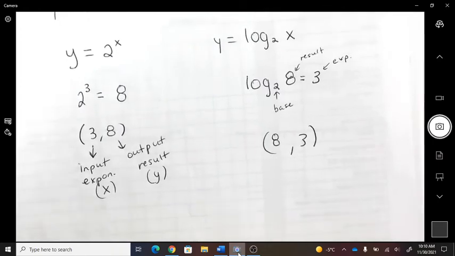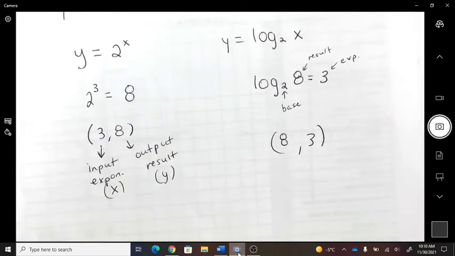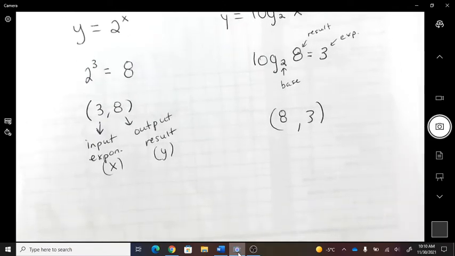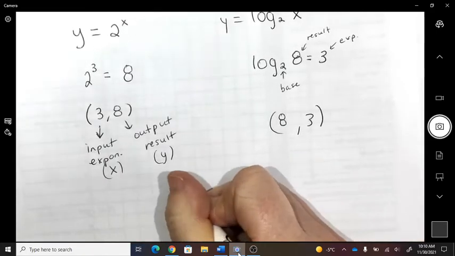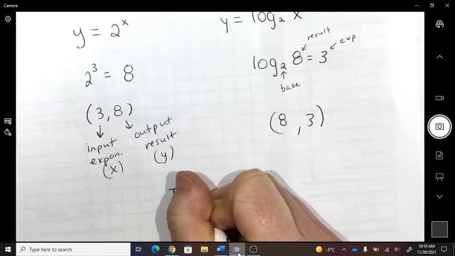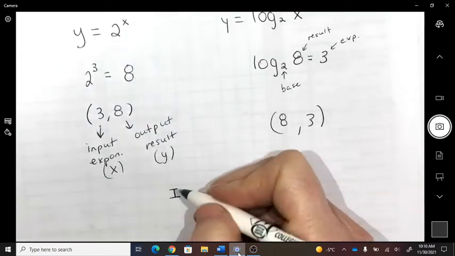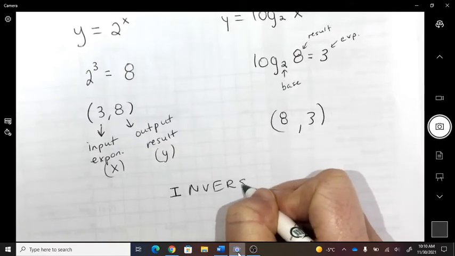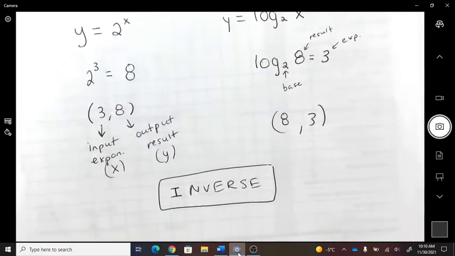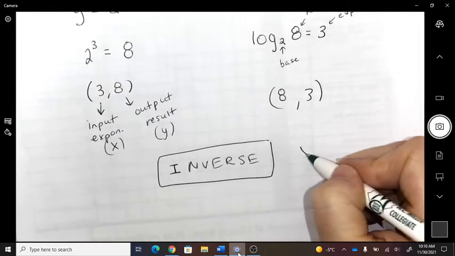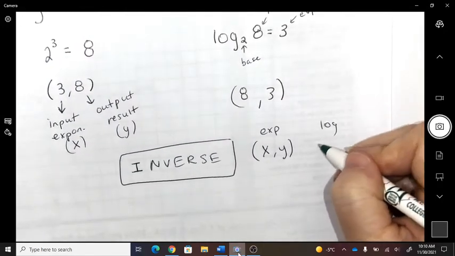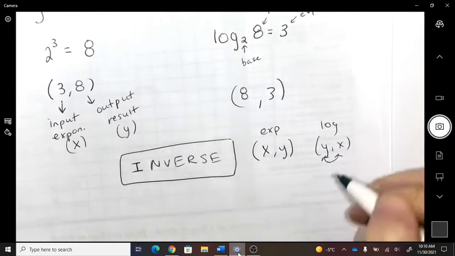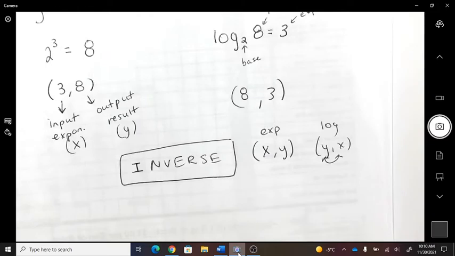Okay, so what happened? What's the difference between this and this? Does anybody remember that relationship that we learned in Unit 2 with our transformations? I think I heard it. Confident. Started with an I. Inverse. So an exponential function and a log function are inverses of each other. So what does inverse mean? If an exponential function will have xy, the log will have the coordinate yx. Okay?